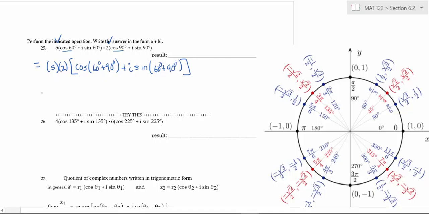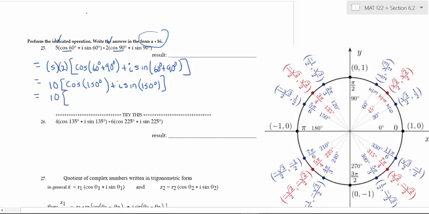Okay, so we got that. And then we would have 10 times the cosine of 150 degrees plus i times the sine of 150 degrees, like that. So now, if I wanted the answer in polar form, you're already done. The problem's done if I say write the answer in trigonometric form, but I want this in a plus bi form, so we're just going to crunch this out then.